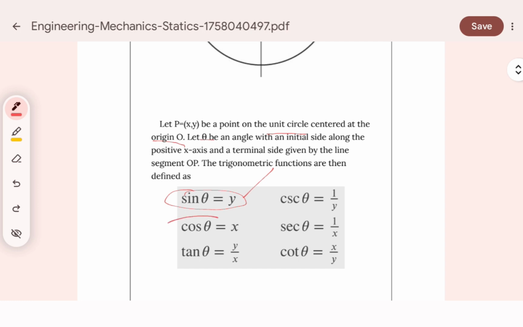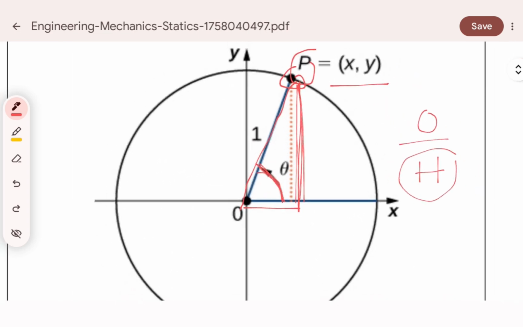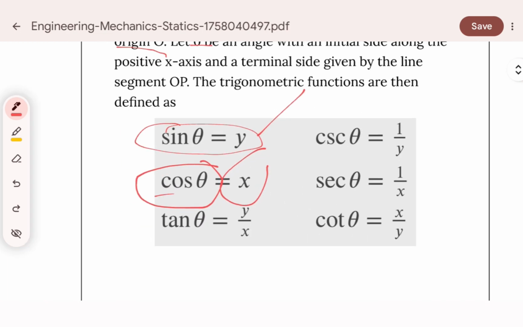If you take the cosine of theta, the answer would only be x. Why is it x? Let's go back again. The cosine of the angle theta, remember, is the adjacent side over the hypotenuse. The adjacent side is this side here, which is the x coordinate, and the hypotenuse is 1. So x divided by 1 is simply x. Therefore, the cosine of theta is just equal to x. The tangent of theta is y over x.